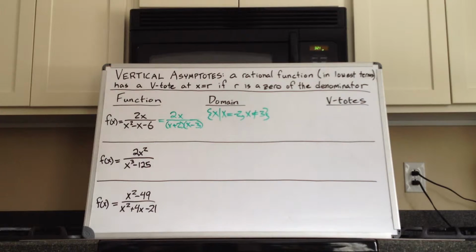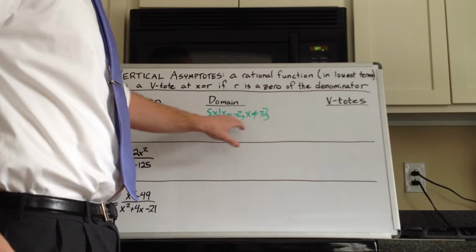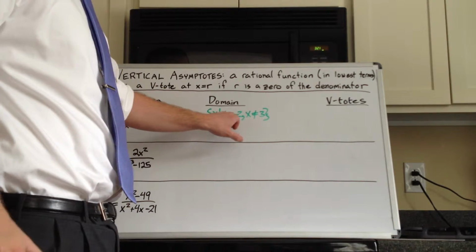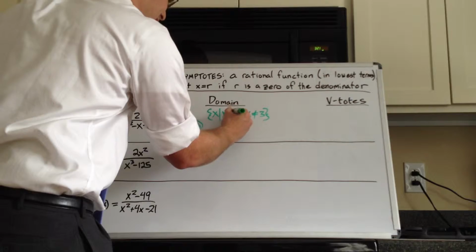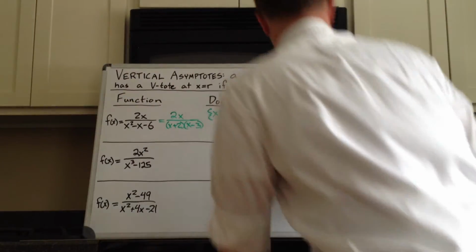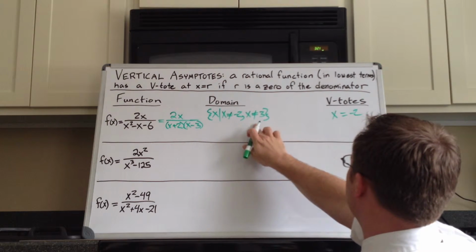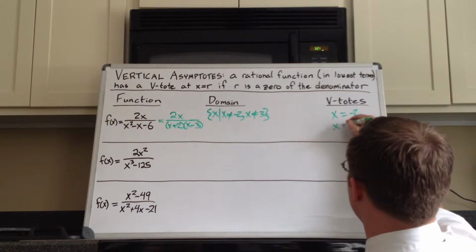Okay, once we've found our domain, the vertical asymptotes are very easy to find. There's a vertical asymptote everywhere this function isn't defined. So x equals negative 2. This is supposed to be non-equals. X equals negative 2 will be one of our vertical asymptotes. And then x equals 3 will be our other one.